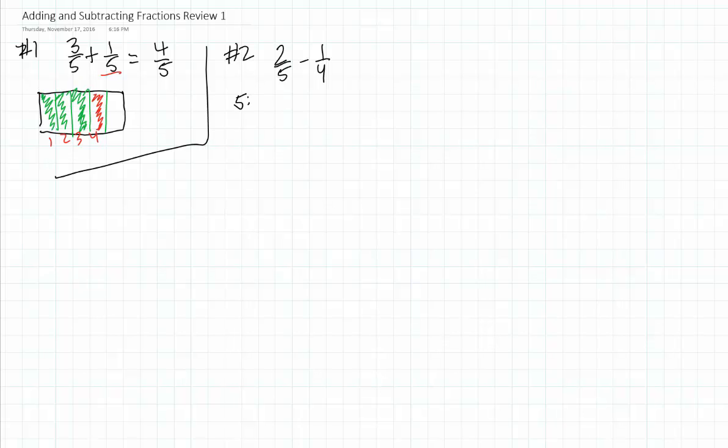So the multiples of 5 is going to be 5, 10, 15, 20, 25, 30. And let's see if any of the 4s cover it now. So for the 4, we have 4, 8, 12, 16, 20, 24. Well, let's take a look at this. We have 20 and 20. So 20 is going to be the lowest common denominator.